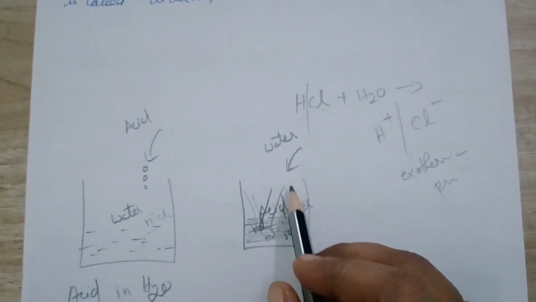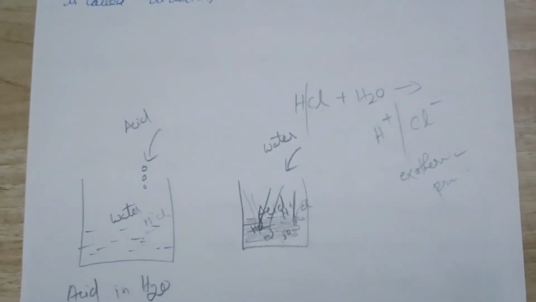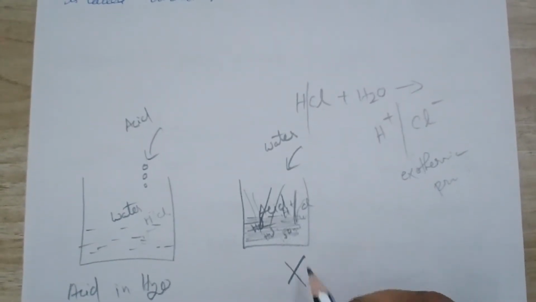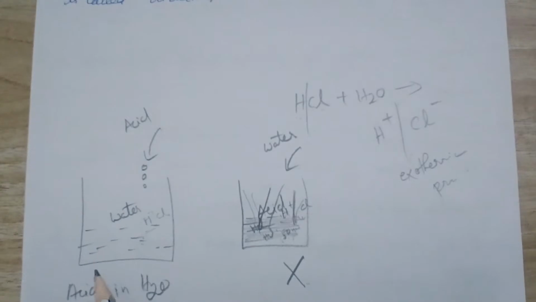Because the water reacts with all the HCl, all the HCl ionizes at a time to form H plus and Cl minus ions. While breaking the bonds, we get a lot of heat energy, which splashes out, and it can even break the beakers. So this is the wrong way. It should not be followed. Water should not be added to acid. Only acid should be added slowly to the water. This is a very important thing.